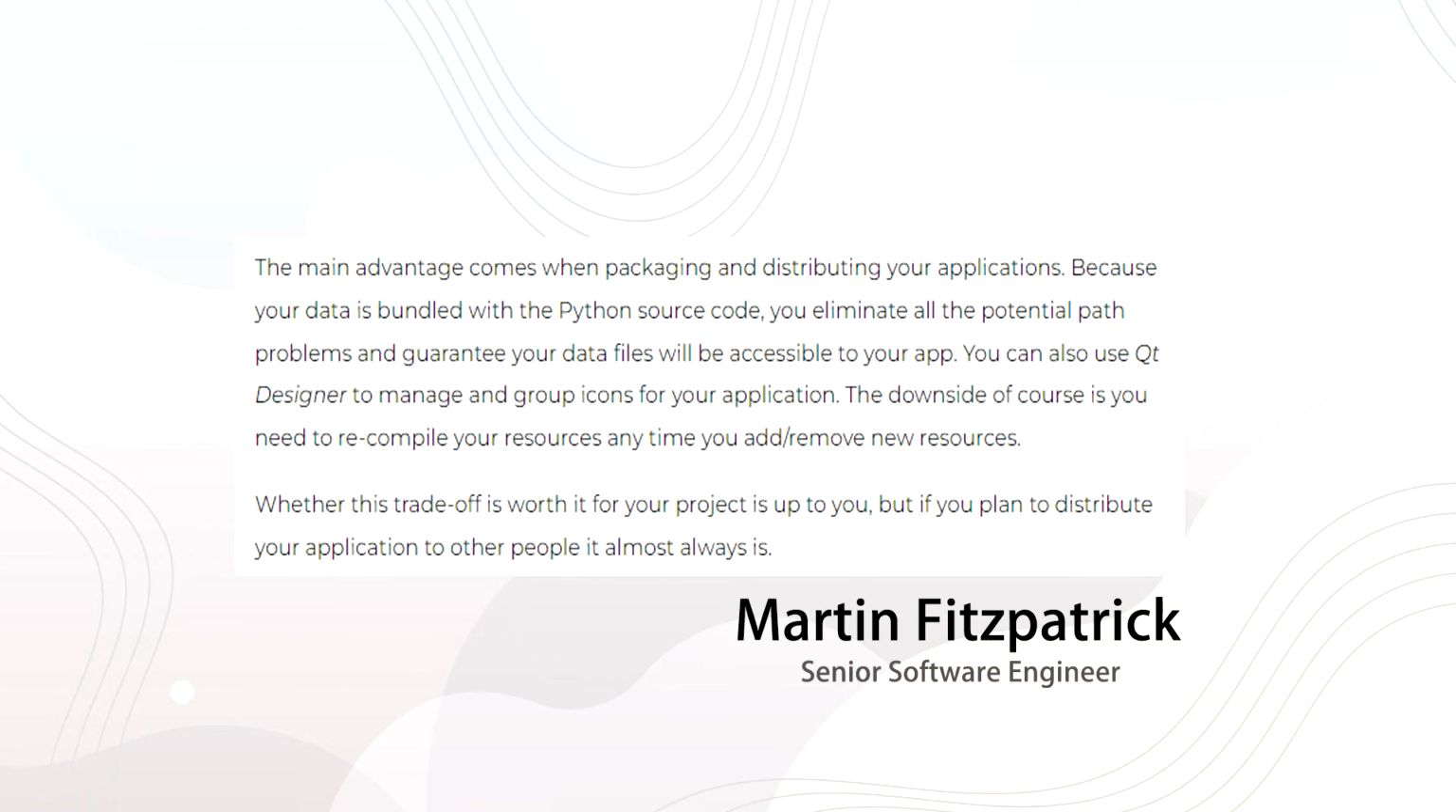The main advantage comes when packaging and distributing your applications. Because your data is bundled with Python source code, you eliminate all the potential path problems and guarantee your data files will be accessible to your app. You can also use Qt Designer to manage and group your icons for your application. The downside, of course, is you need to recompile your resources anytime you add or remove new resources.